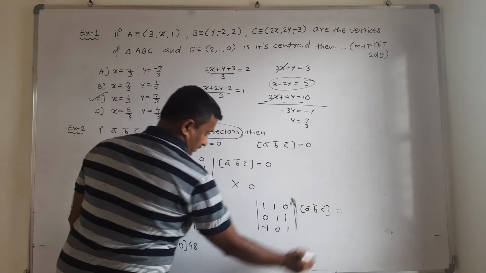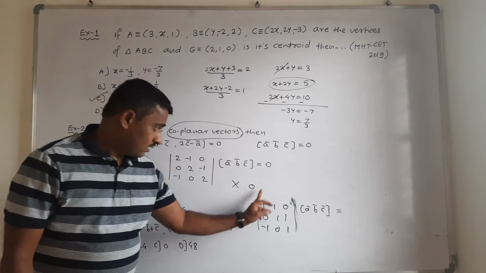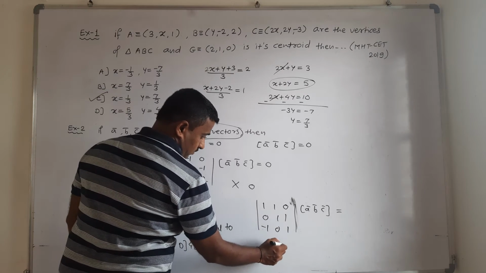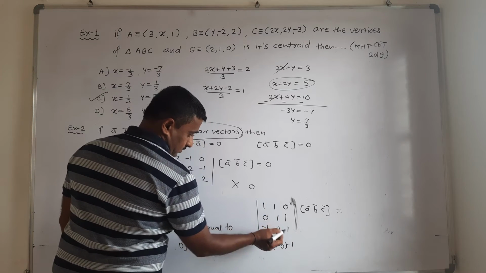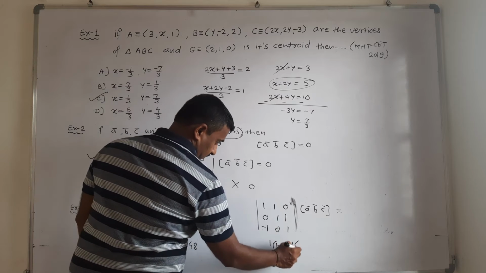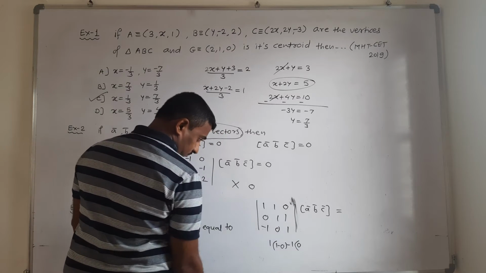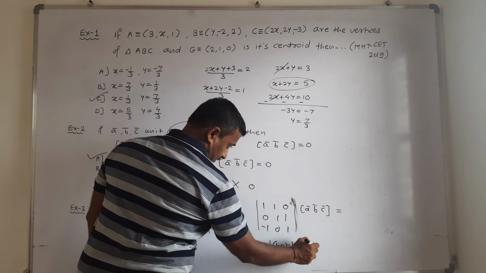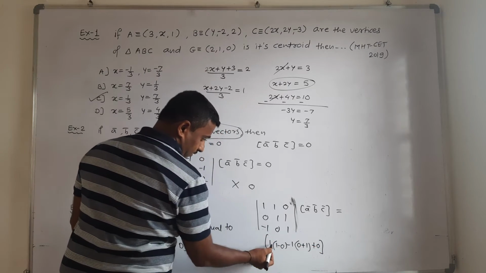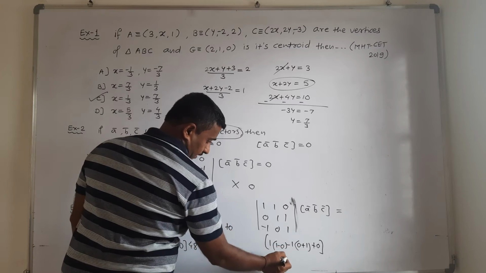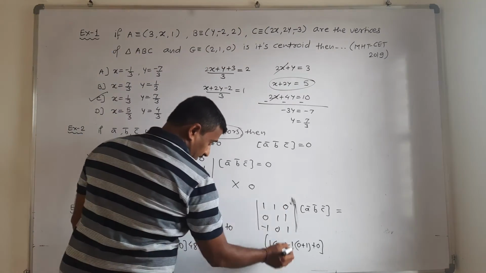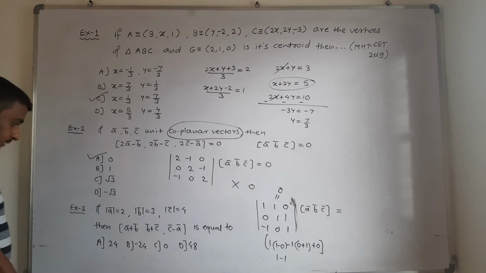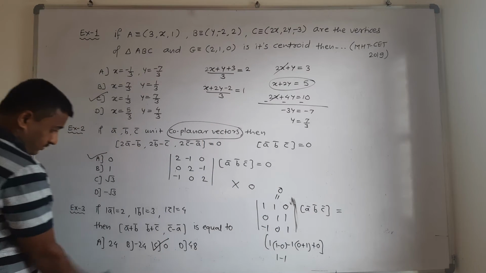Now I write the determinant value of this: 1 into 1 minus 0, minus 1 into the second cross, again 0 plus 1, 0 plus 1, and the last 0 neglected, 0. This is the value of the determinant. 1 into 1 is 1, and it is minus 1. Therefore, the value of this determinant is 0. Its value is 0. 0 into this, therefore it is 0. C option.